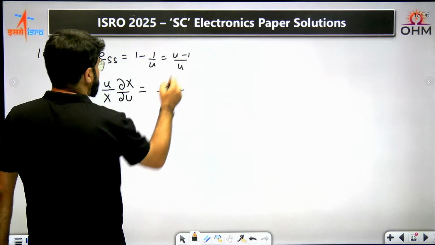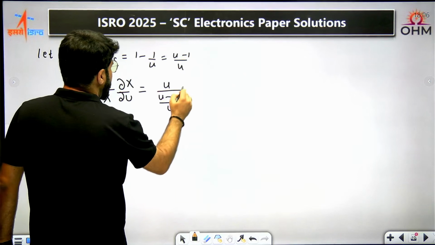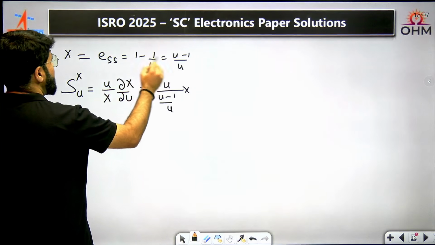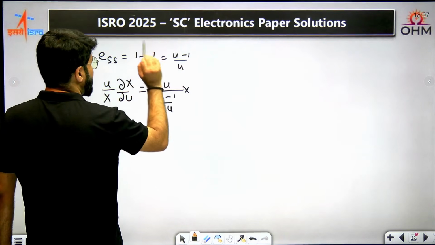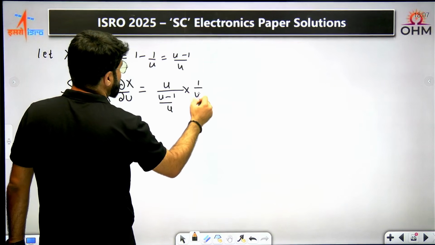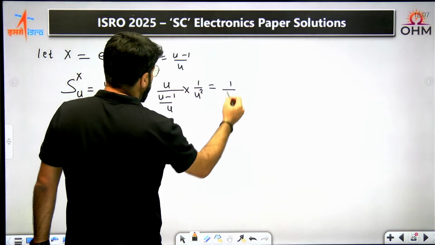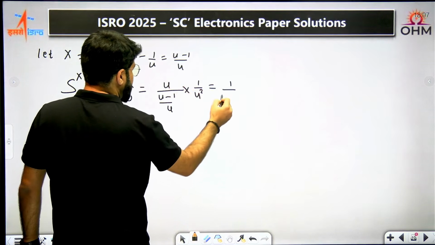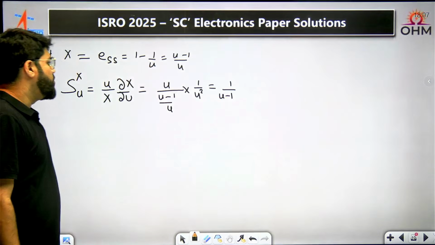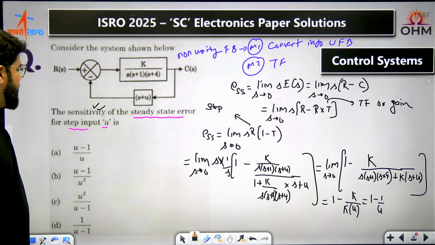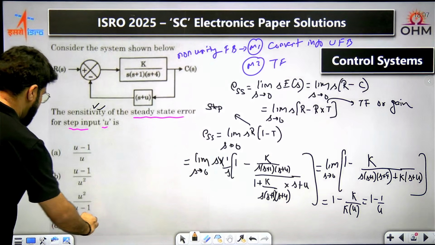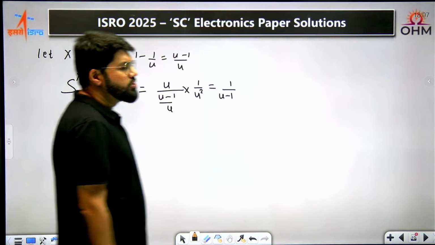So u upon x, what is this x? u minus 1 by u, into del x by del u, the derivative of this. So derivative, let's use this form only because 1 is constant, minus 1 by u derivative plus 1 by u square. So this u cancelled with above also, all the u's cancelled, and this u minus 1 is left. 1 upon u minus 1, that can be taken as the answer, and that is option number D for you.